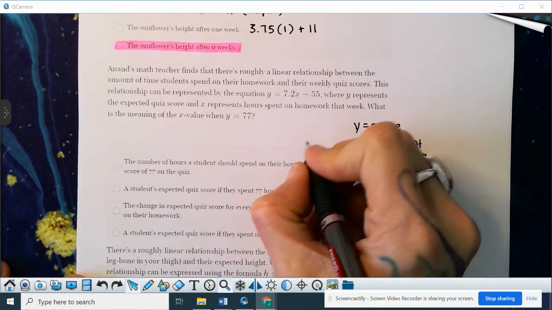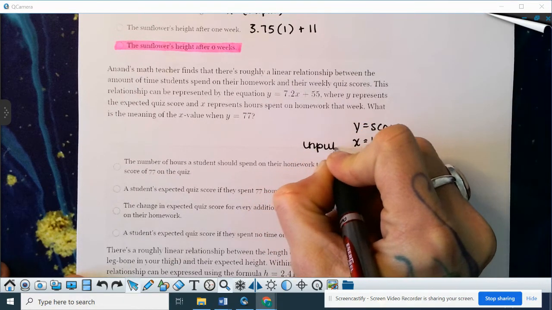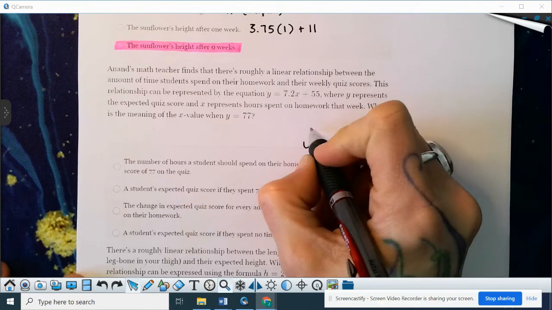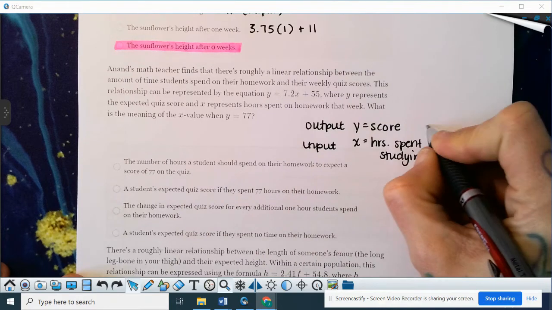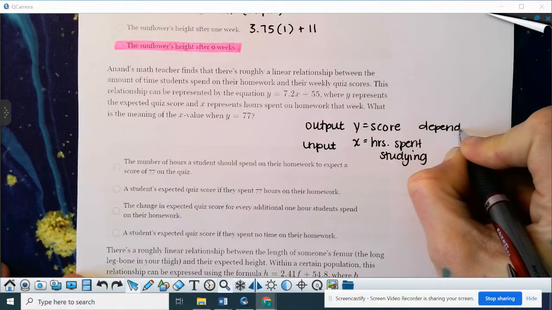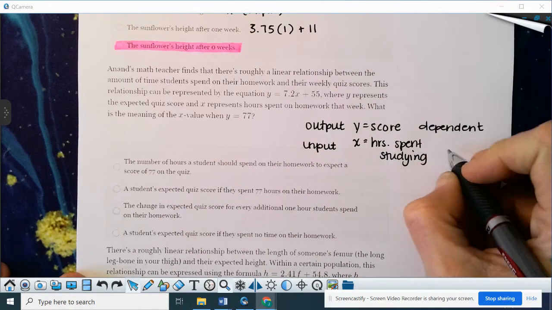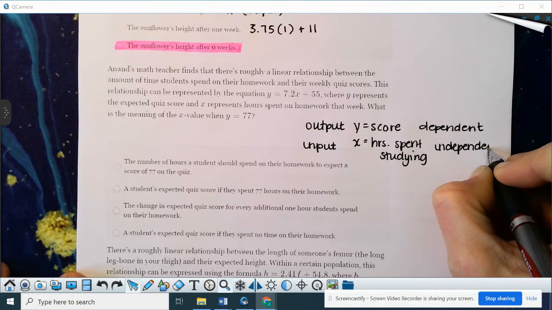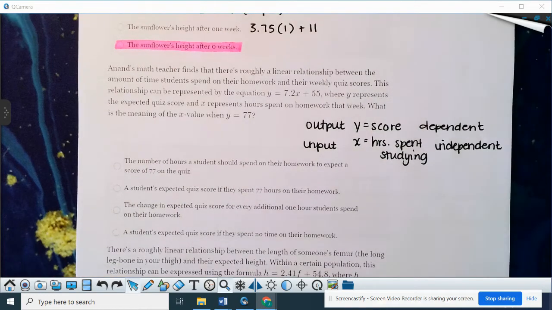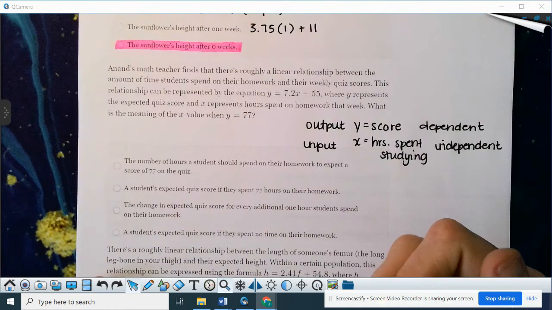So again, x is your input. That's what you get to control. And y is your output. And y is dependent on how much you study. So the study time is independent. Just using some more vocabulary words for linear equations. So independent is what you get to decide, your input, usually your x value, and then your output, which is going to be your y, is going to depend on whatever x value you plug in.